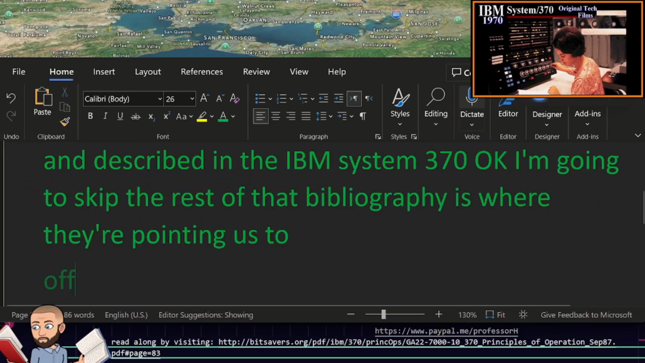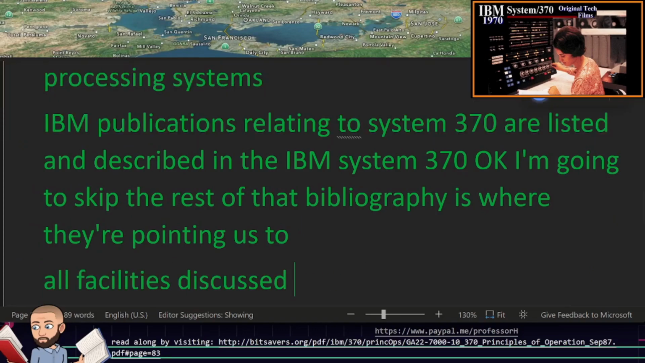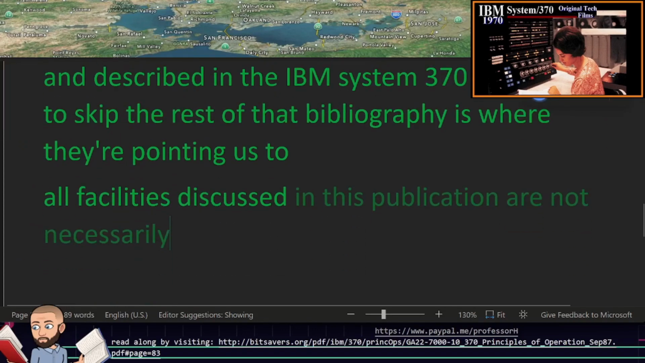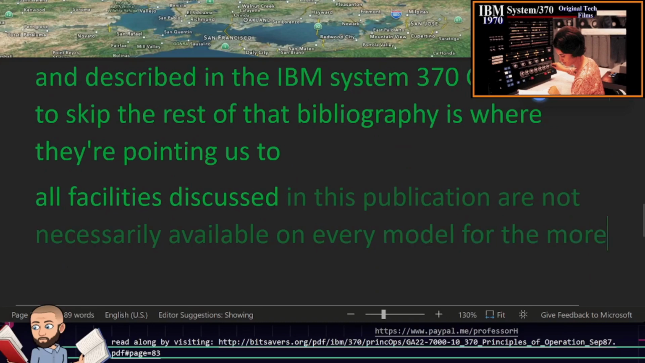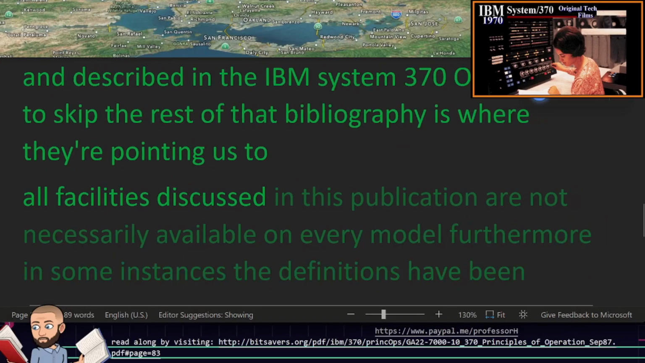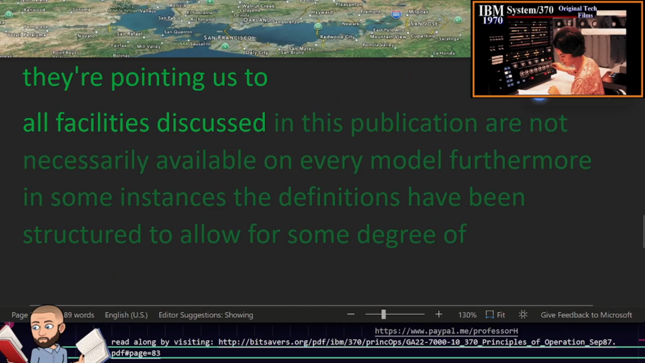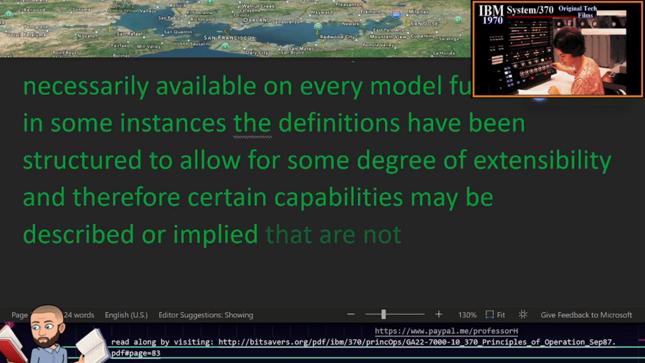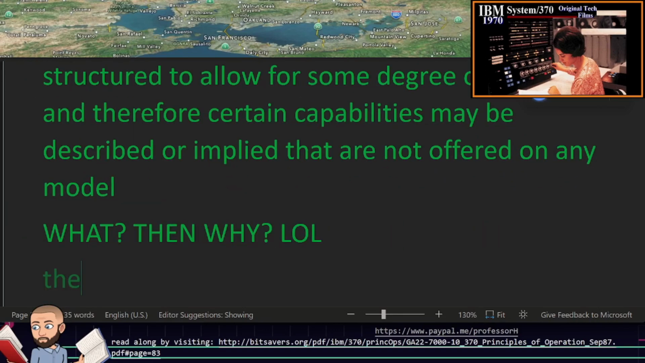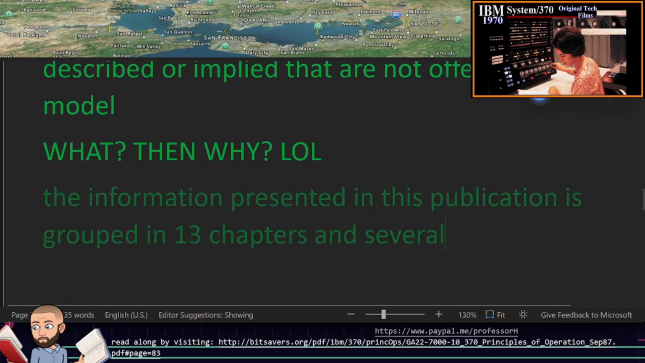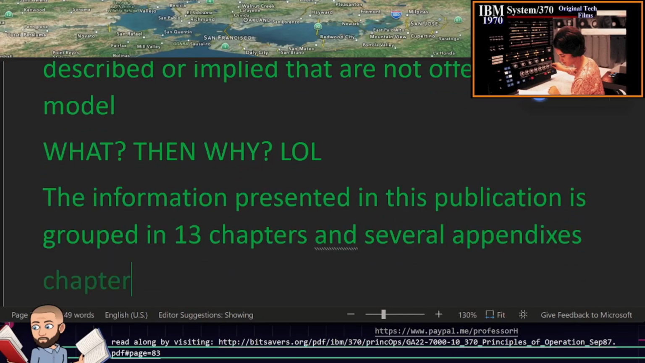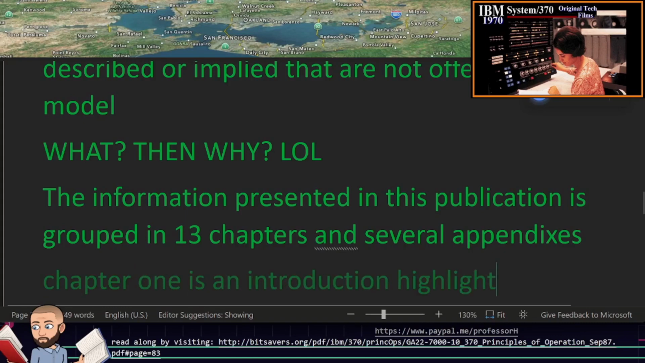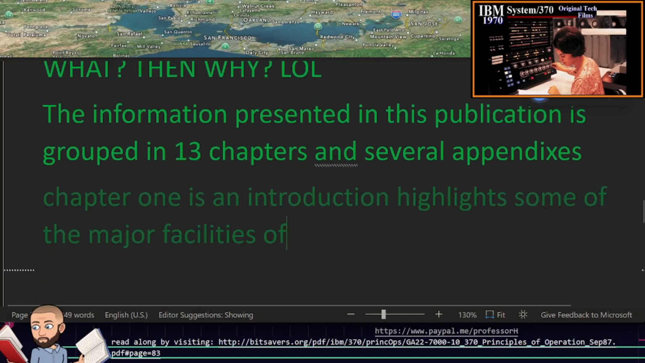All facilities discussed in this publication are not necessarily available on every model. Furthermore, in some instances, the definitions have been structured to allow for some degree of extensibility, and therefore, certain capabilities may be described or implied that are not offered on any model. The information presented in this publication is grouped in 13 chapters and several appendixes. Chapter 1 is an introduction, highlights some of the major facilities of System 370.